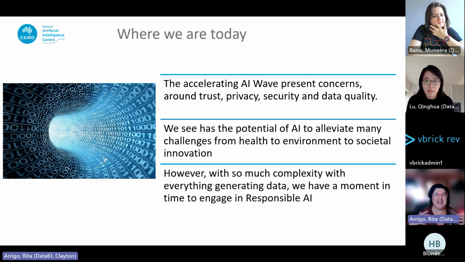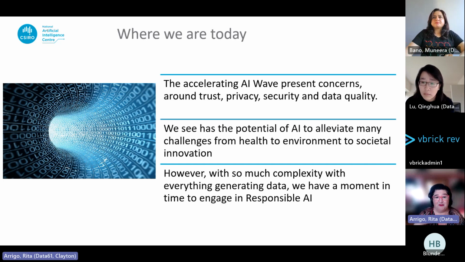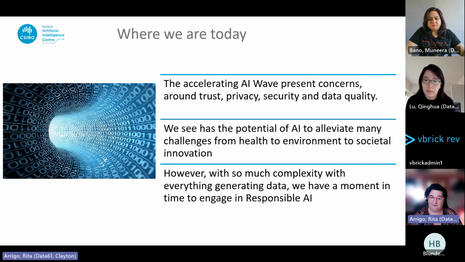So just to allow us to think about where we are today. At the moment, we're in this accelerating AI wave, which presents concerns around trust, privacy, security, and data quality. But we also see the potential of AI to alleviate so many challenges, from health to environment, to societal innovation, accessibility, and a range of other AI benefits. But with so much complexity and everything generating data, we have a moment in time to engage in responsible AI.